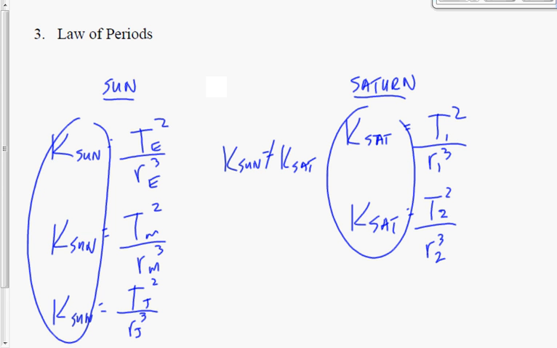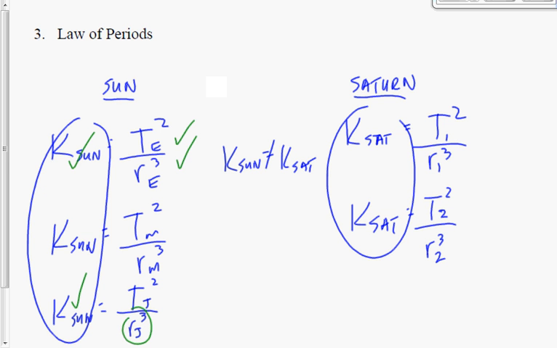Well, this allows us to find properties of planets and orbiting objects from properties of other orbiting objects. So for instance, if we know something about the Earth, we can find Kepler's constant for the sun. And then we can work backwards, knowing Kepler's constant for the sun, to find the radius of Jupiter, or to find the period of Jupiter, or something else.